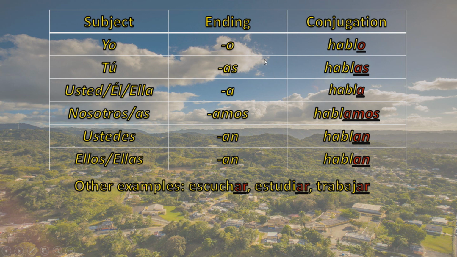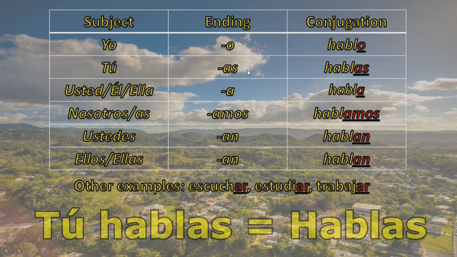For the second one, okay, for the second personal pronoun, so the personal pronoun tú, I say tú hablas, all right? So again, I remove the two last letters, the AR, and I write AS. So I say tú hablas, all right?